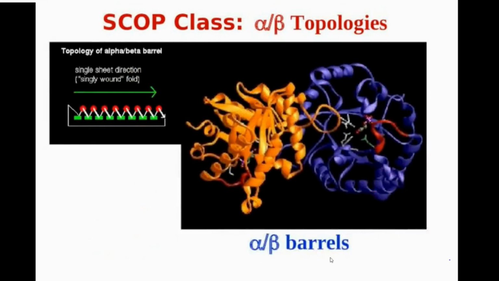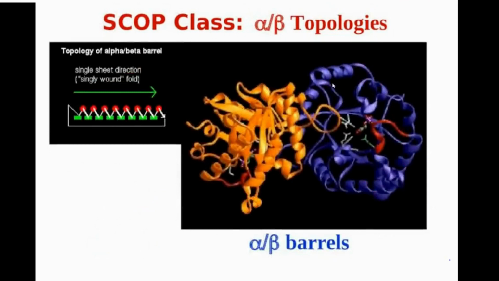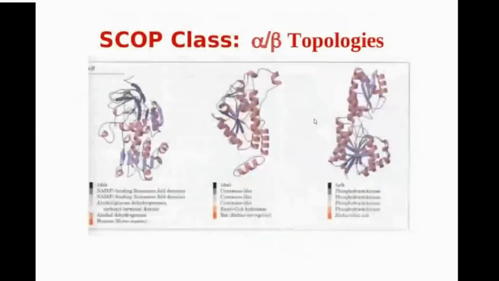They can also make the barrels. Okay, this is the Rossmann fold. This is alpha beta barrels. Okay, these are also the alpha beta topologies.